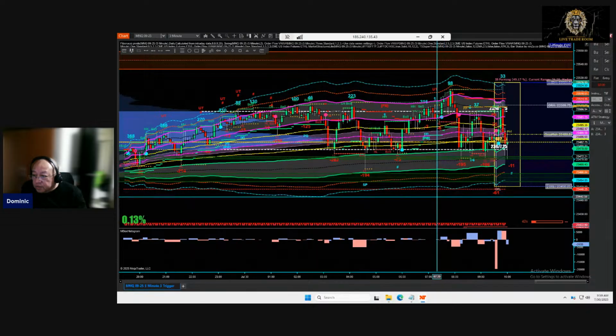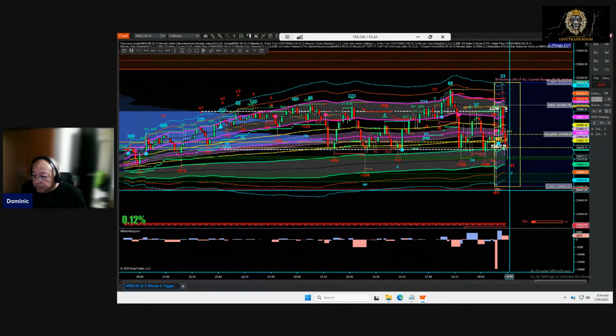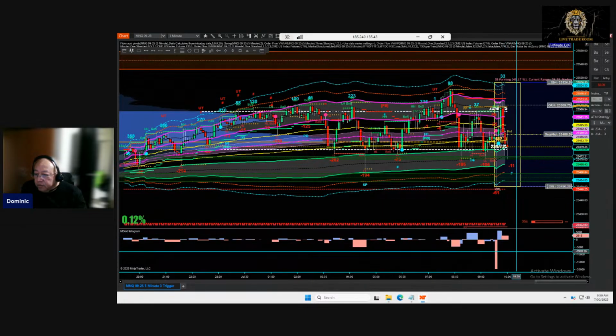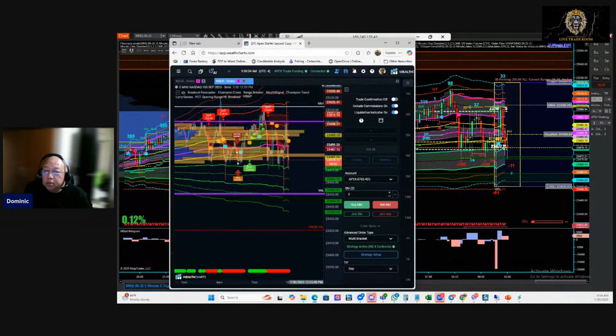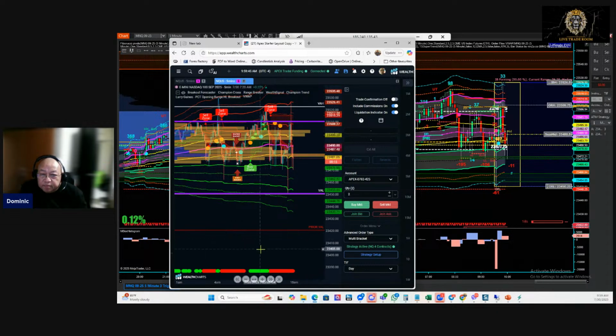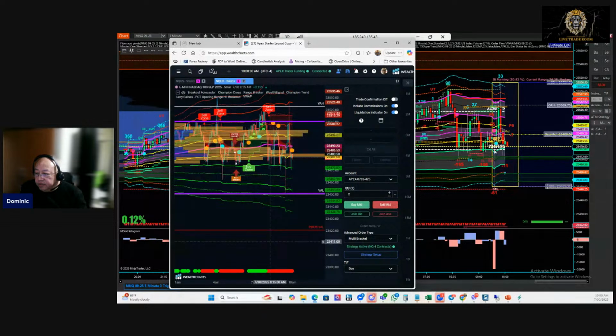Oh, we did close there. Okay. Here's the ORL. We're in that range right now. Okay, so let's bring in this one. I like that one. This is the value area high, value area low.